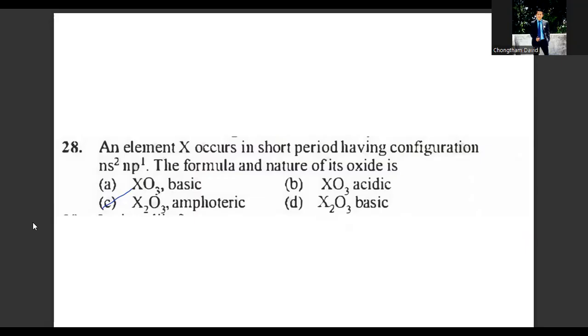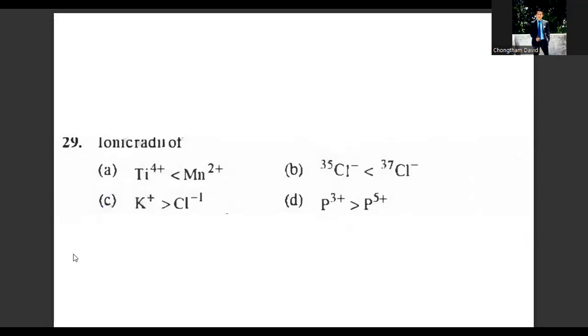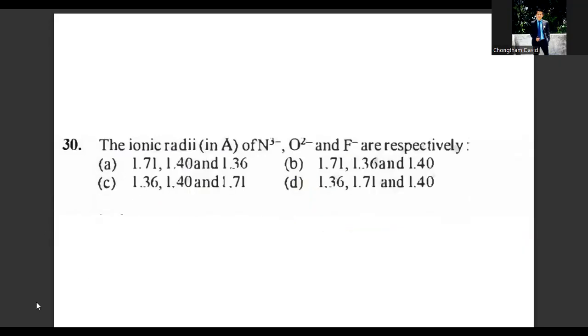All right. Let's read question number 29. The ionic radii of the following, which is the correct answer? This pentavalent ion, I will write here phosphorus, P5+ has more effective nuclear charge and smaller size as compared to P3+. So this would be the correct answer. Others are wrong. How can this be greater, right? These are isoelectronic species. Moving on to the next question.